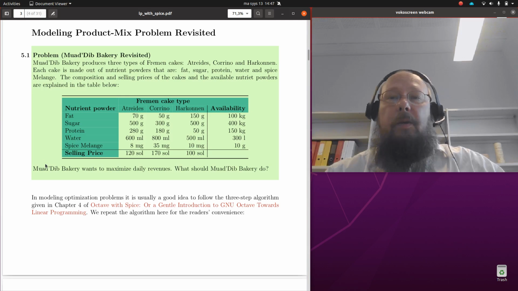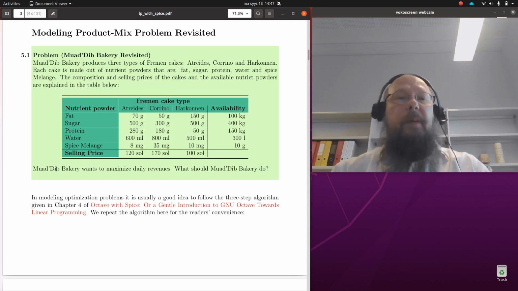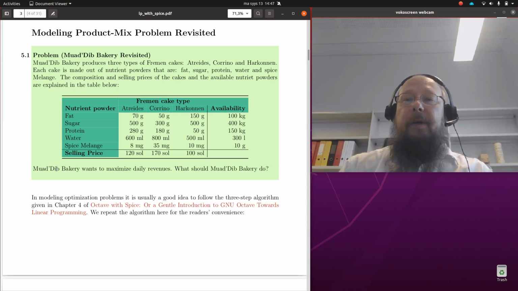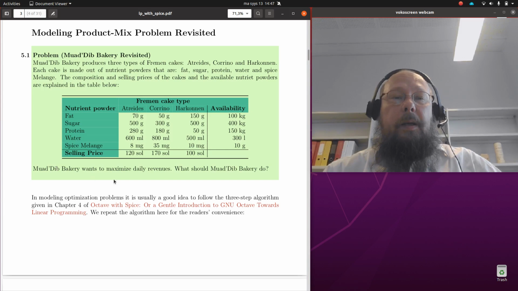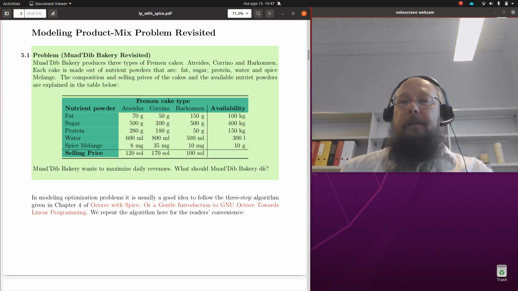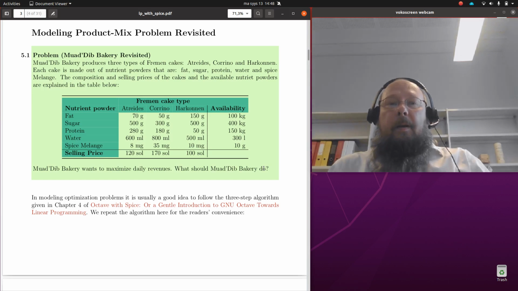So what is the problem? It's kind of obvious that Moore Dip Bakery wants to maximize the daily revenues. Why not? That's what a business should do. And then what should Moore Dip Bakery do, precisely? Okay, so this is the problem.